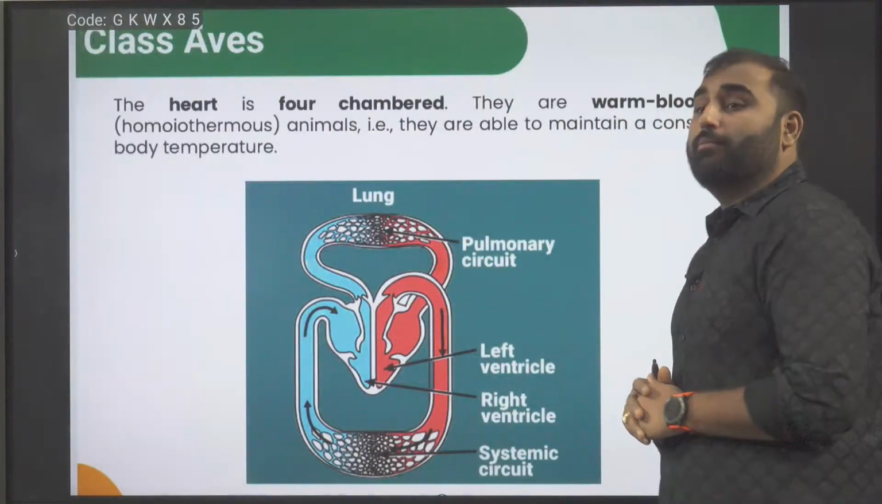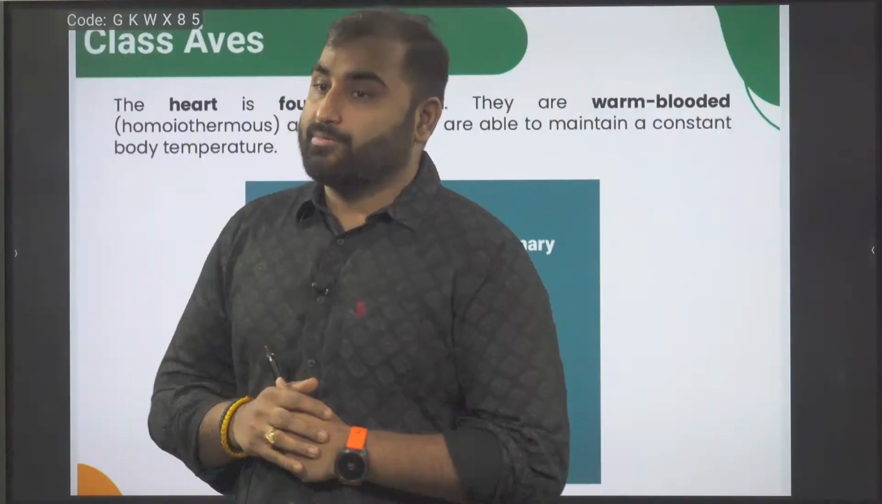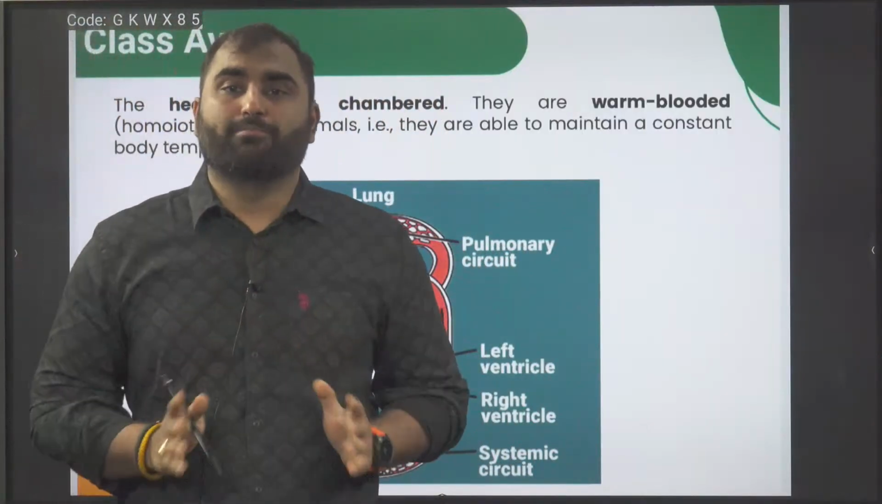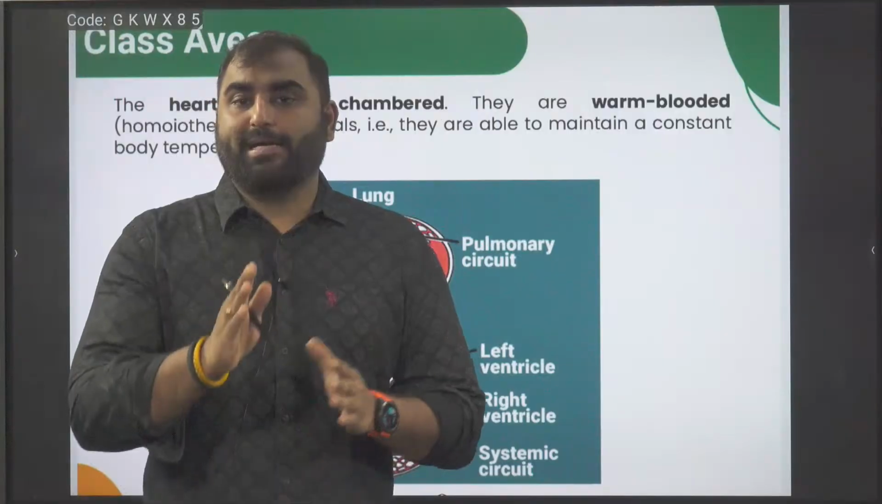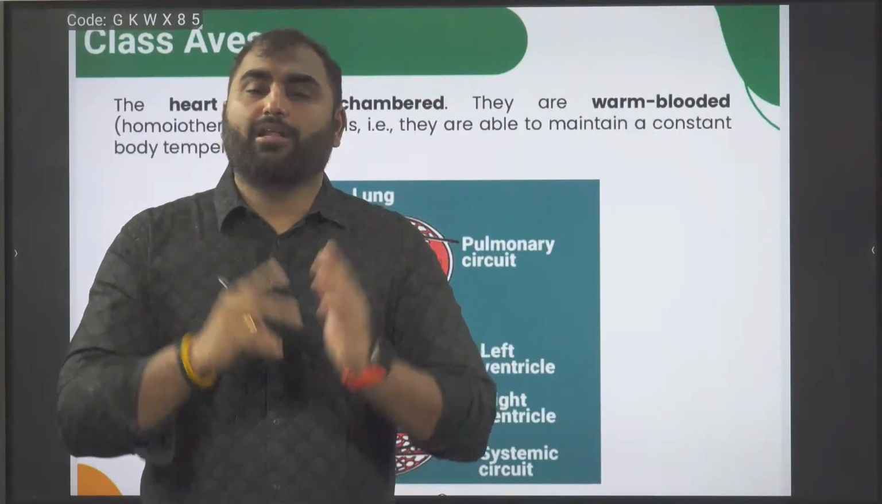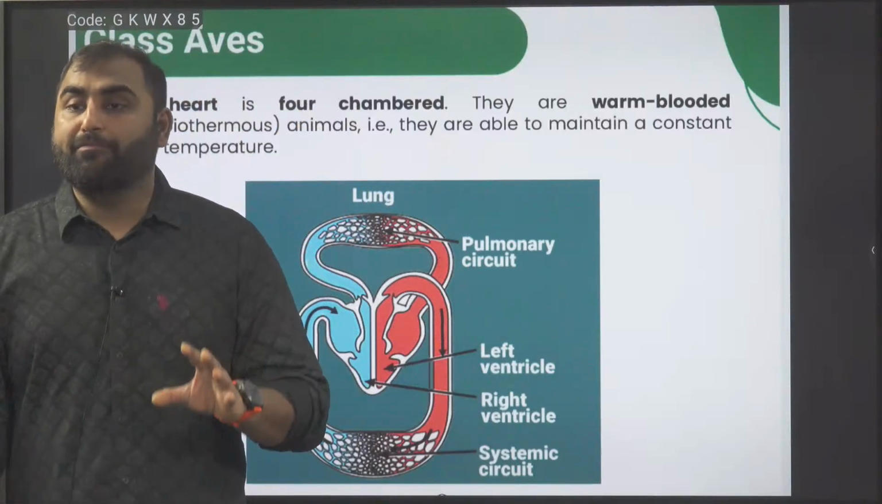Moving ahead. Now talking about their circulatory system. The circulatory system is more evolved, developed and advanced. They have a complete four chambers. The atria are separated by the interatrial septum, two atria. The ventricles are properly separated by the interventricular septum. So two atria, two ventricles. That is a complete four chamber heart.